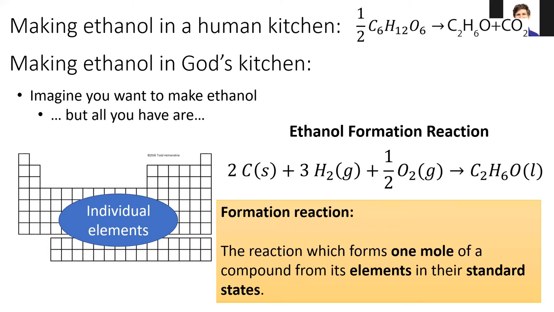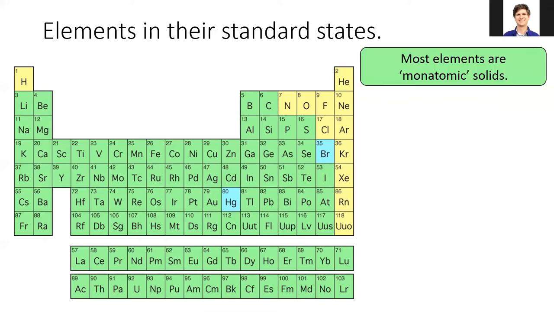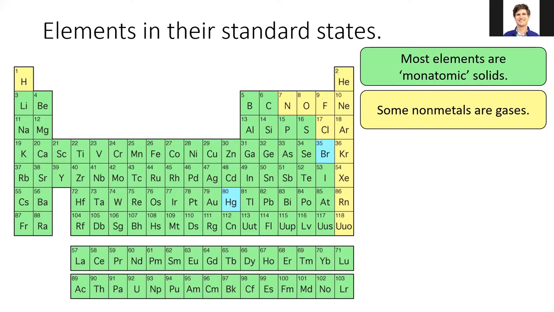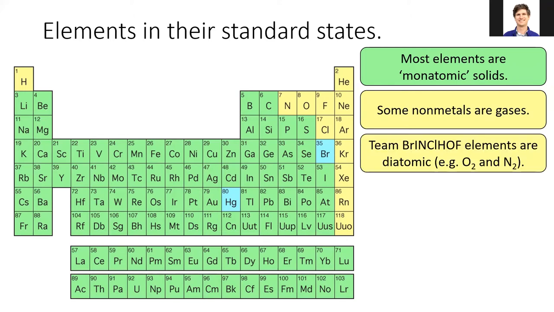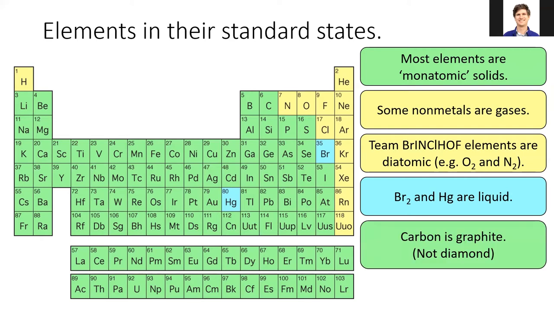A formation reaction is the reaction which forms 1 mole of the target substance from the elements in their standard states. Every element has a standard state, which is the most stable form of that element at 25 degrees Celsius. Most elements are monatomic solids. That is, they're just atoms on their own, not forming any kind of compound. Some of the nonmetals exist as gases. And remember that Team Brinkelhoff elements are diatomic, for instance, O2 and N2. The only liquids in their standard states are bromine and mercury. Lastly, the standard state of carbon is graphite, not diamond. Sorry, ladies.